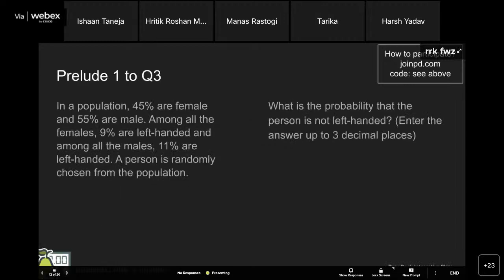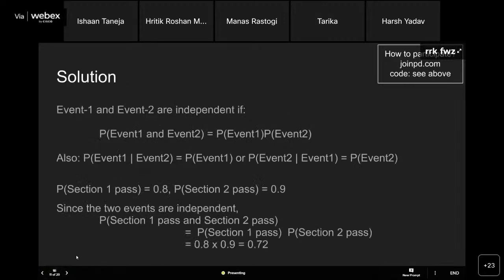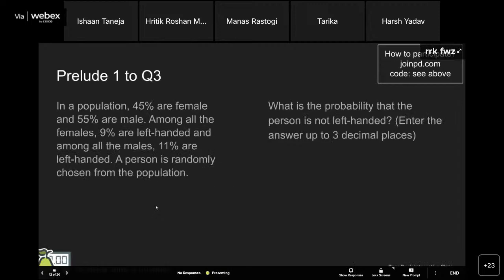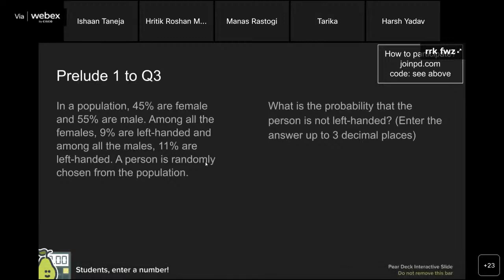Okay, so now we can compute, as we have all the information over here. Okay, so let's move on to the next one.